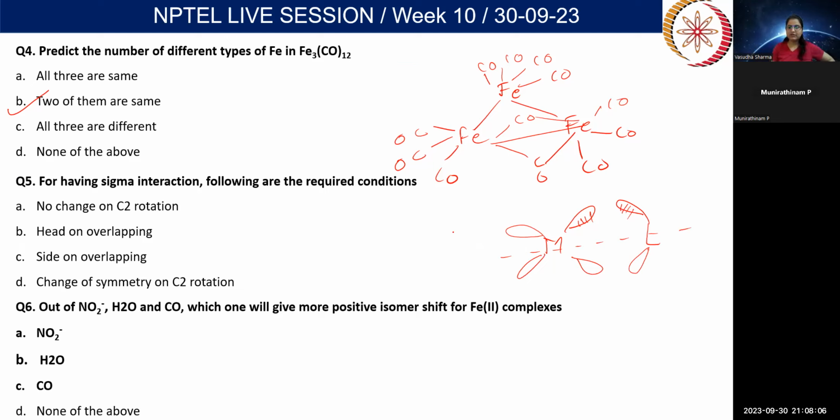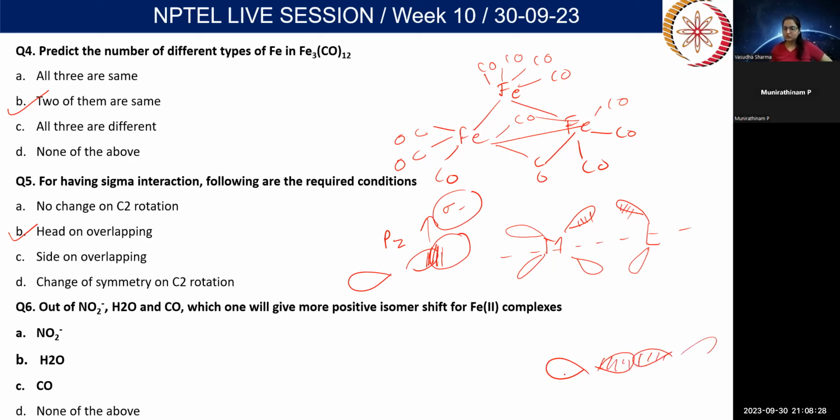So in s orbital also, when we have the pz orbital and the s orbital, when we say this is a head-on overlapping, that's why it means a sigma interaction. So head-on overlapping is the one option. Also, when we have this kind of system where electron density is head-on overlapping, this is your axis. Now, if I rotate it by C2, that is 180 degrees, do you think there would be any change?